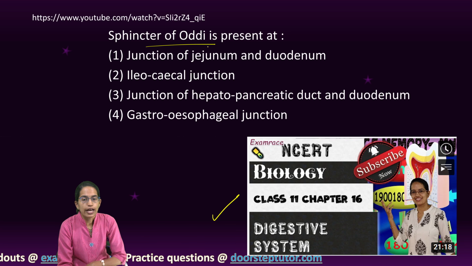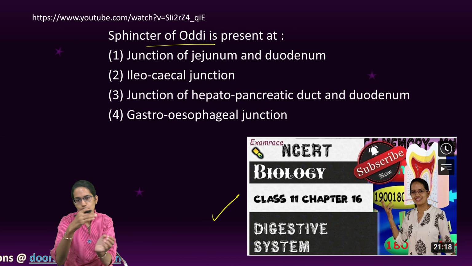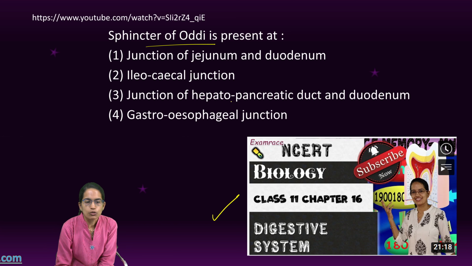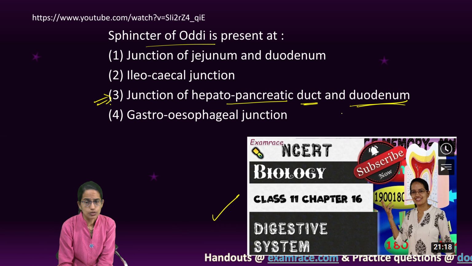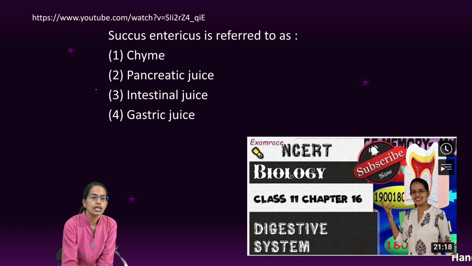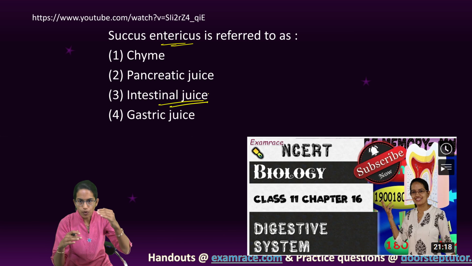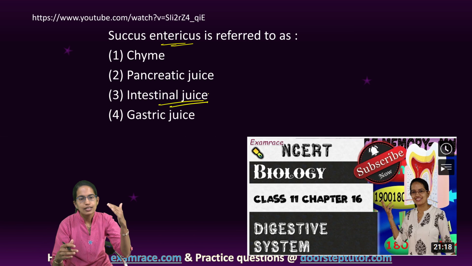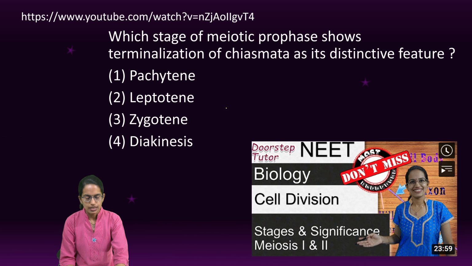So sphincter of Oddi, where it is, sphincter, it just allows a movement and then closes. So it allows a unidirectional movement, we can say. So it's located at the junction of the hepatopancreatic duct and duodenum. So it joins the intestine, the small intestine. Now here is where we have 3 as the right option. And then Succus entericus, which is also known as the intestinal juice. So the mucosa, which is the borders of the intestine, gets this intestinal juice, which is the Succus entericus, and the secretions are released directly.